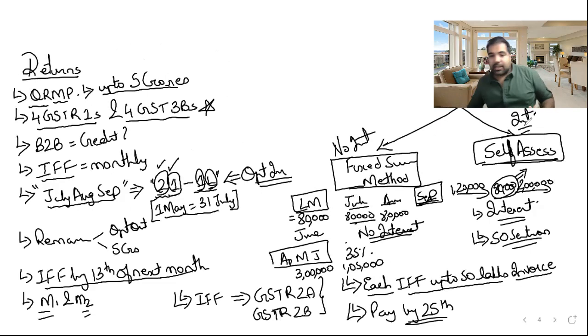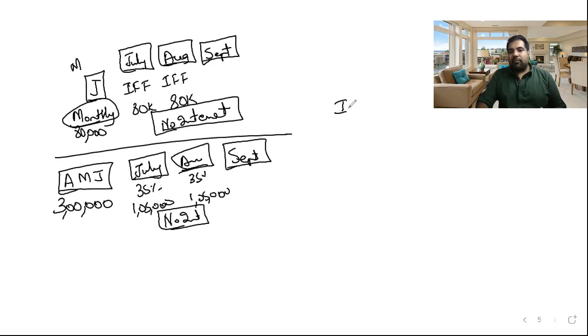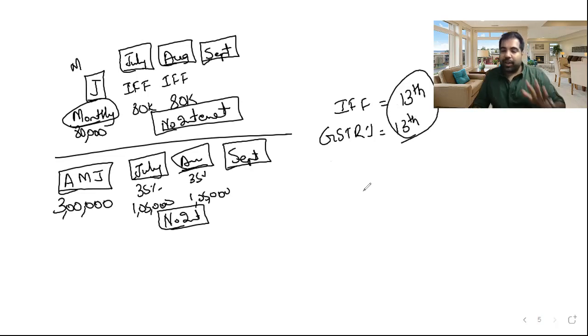And GSTR 3B and GSTR 1. Okay, now just the last due dates, guys. IFF, I told you, has to be filed by the 13th of the next month. So July's IFF by August 13th, August IFF by September 13th, and GSTR 1 also after that has to be filed by 13th. So 13 suddenly becomes a lucky day for you if you're filing monthly.